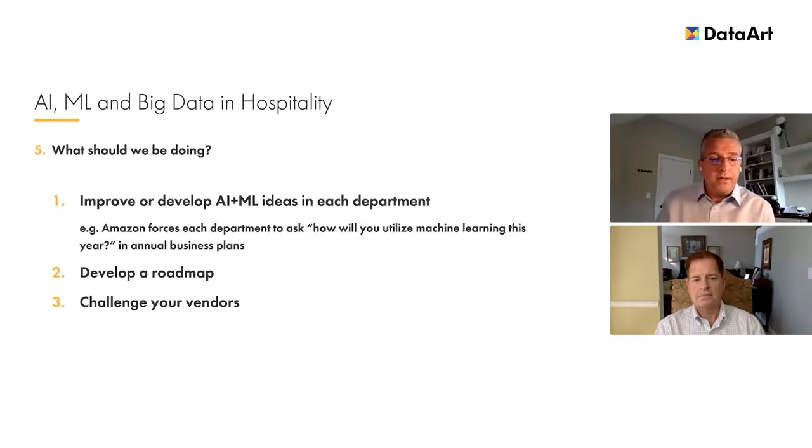So what should the industry be doing? Well, if you decide that you are an innovator and want to keep ahead, you could do worse than adopt an Amazon tactic of demanding that each department ask itself, how will we utilize machine learning this year in their annual business plans? Develop a roadmap based on your organization's capabilities, maturity, and objectives, and make sure it's realistic. And finally, challenge your internal teams and vendors to come up with innovative approaches to making big data, because at the end of the day, that's what it's all about, usable and profitable.